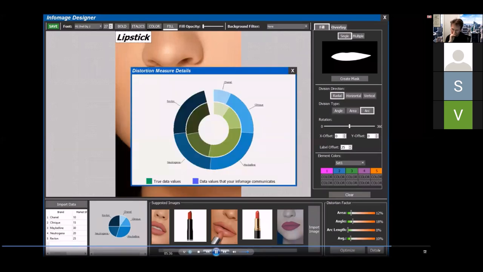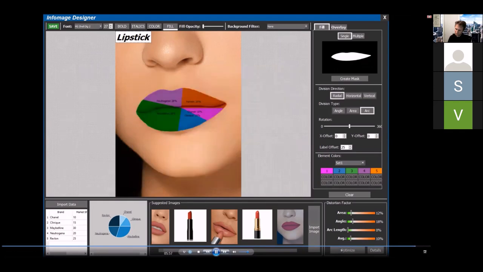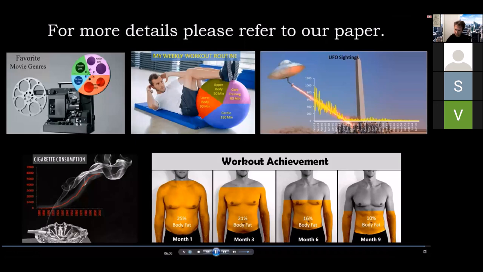Users can also access a pop-up that shows the actual data values versus the erroneous encoding. In this case, since we used a pie chart, we show the comparison with a nested donut chart. The inner donut in green shows the true data values while the outer donut in blue shows the erroneous values. We also allow the user to optimize for all three encodings. Here, we use simulated annealing to minimize the error. For details, please refer to our paper.